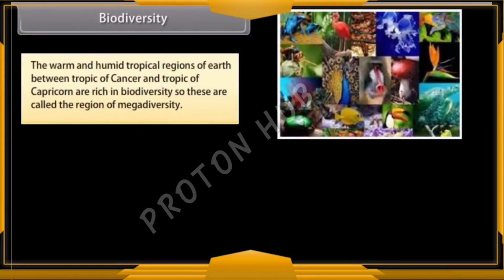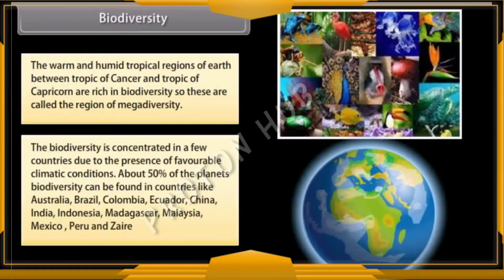The warm and humid tropical regions of Earth between the Tropic of Cancer and the Tropic of Capricorn are rich in biodiversity, so these are called the regions of megadiversity. Biodiversity is concentrated in a few countries due to the presence of favorable climatic conditions. About 50% of the planet's biodiversity can be found in countries like Australia, Brazil, Colombia, Ecuador, China, India, Indonesia, Madagascar, Malaysia, Mexico, Peru, and Zaire.